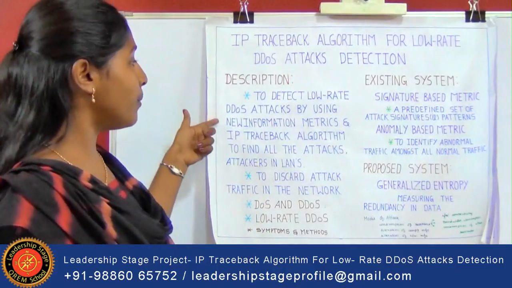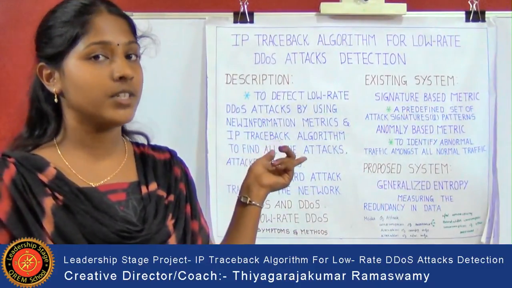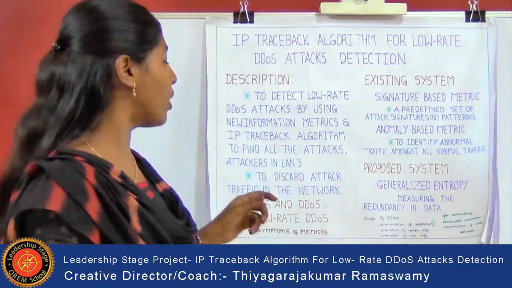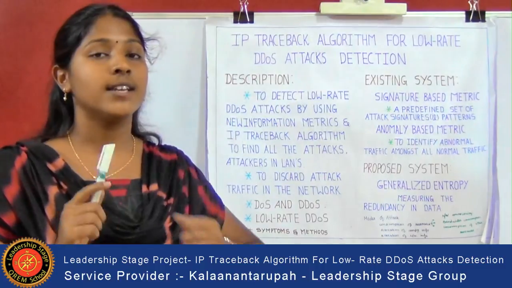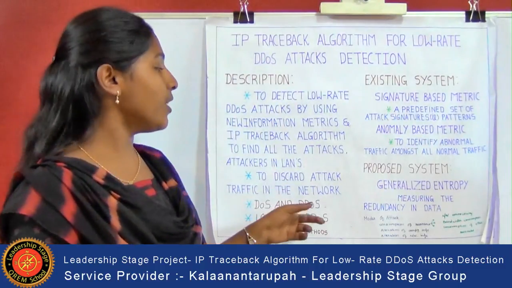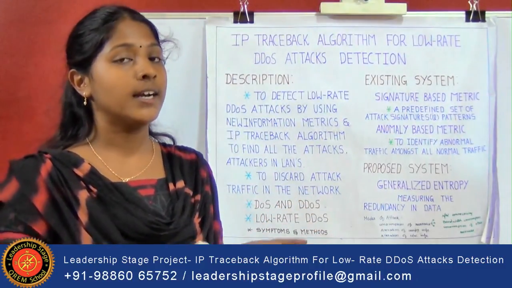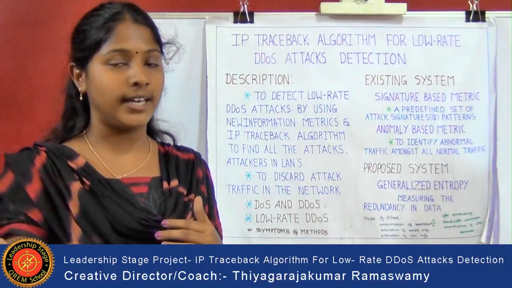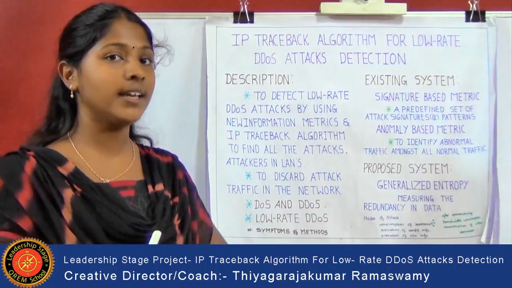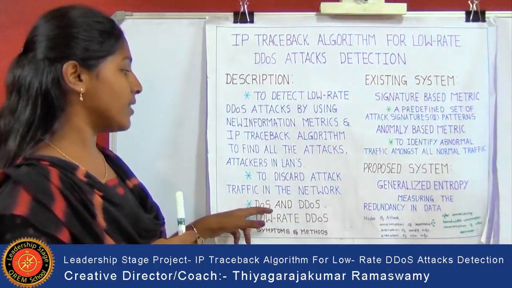Before going on to the information matrix and IP traceback algorithm implemented in our project, let me explain what is DoS and what is DDoS. DoS stands for denial of service. DDoS is distributed denial of service. Denial of service means the server provides service to the client, but that service is denied by the attacker.